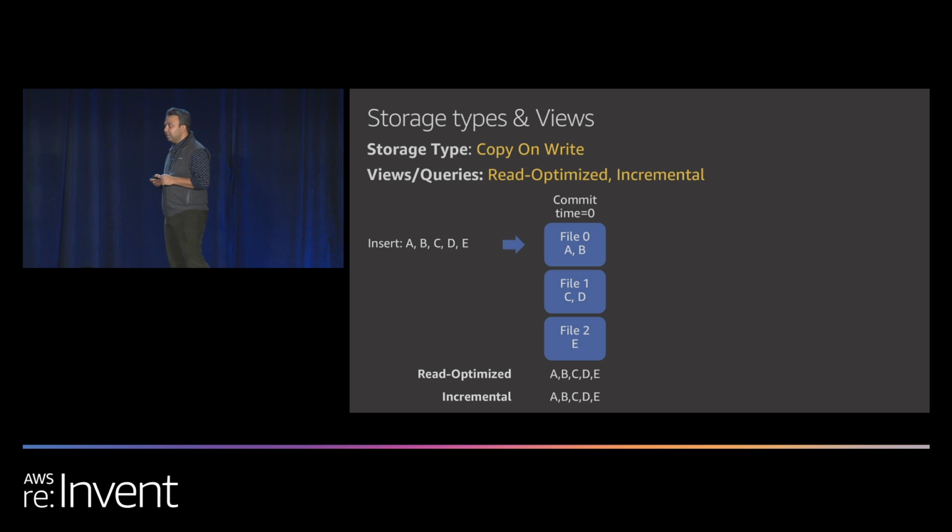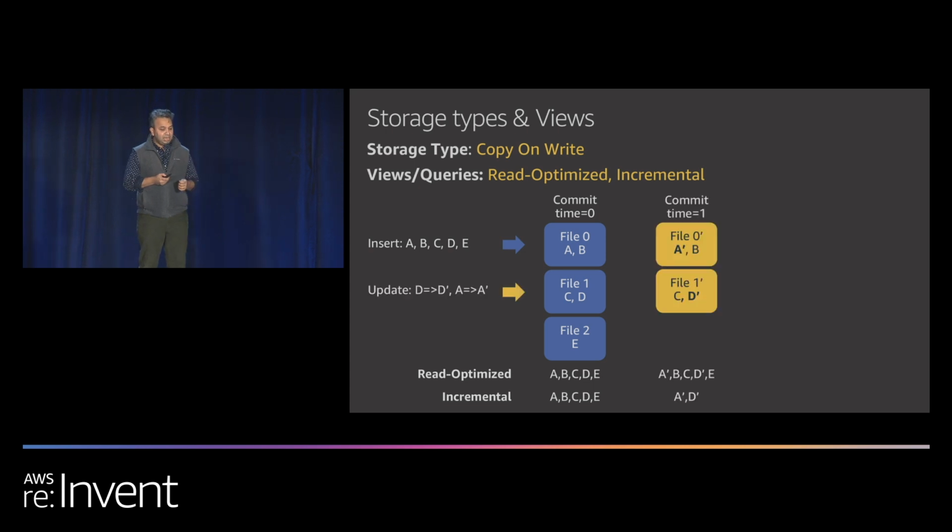So let's take an example. In this example, in some table, I want to insert four data sets, A, B, C, D. So at commit time t equals 0, Hudi will write these file blocks. In this case, you'll see file block A, B, file 1 as C and D, and file 2 as E. Now at time t equals 1, we will change D. That means update D to D dash and A to A dash, right? So what Hudi will do in this storage format is write a new file or a snapshot of the file with only A dash and another snapshot of the file with the change D dash.